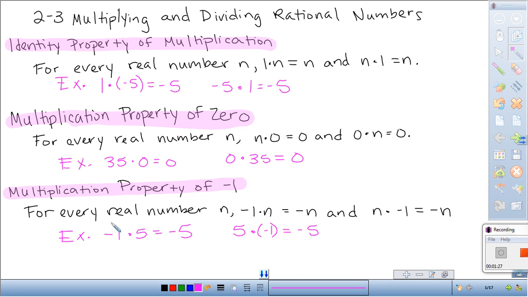So multiplying by a negative 1 changes the sign on your other number. Negative 1 times a positive 5 gave us a negative 5. Positive 5 times a negative 1 gave us a negative 5. When you multiply a number times negative 1, it changes the sign of that number.